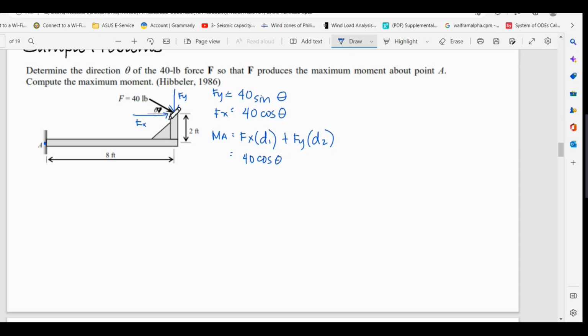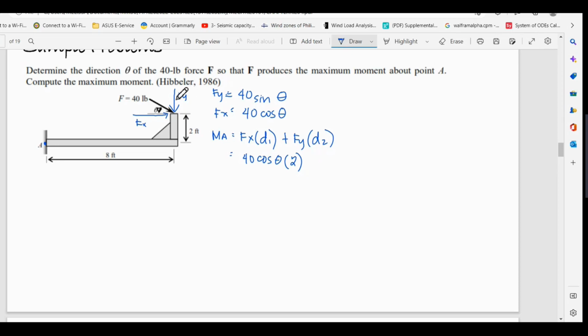So, kung mag-recreate tayo ng moment at point A, ano yung magiging distance in perpendicular? We have our 2 feet. Ayan, 2 feet. So, pag tinulak natin itong 2 feet na to, it will create what? A clockwise motion. Kaya positive to. Positive 40 cosine theta multiplied by 2.